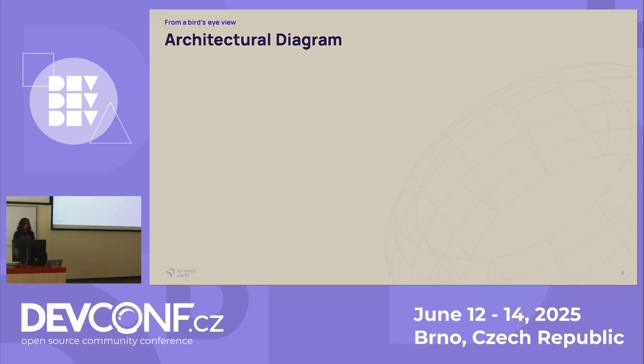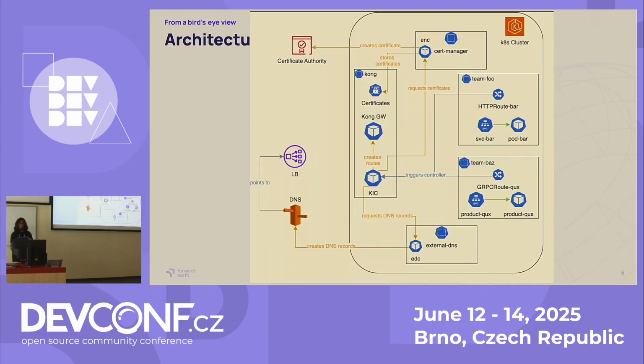Cool. So here is an architectural diagram of how controllers work in Kubernetes, and particularly how these services that I mentioned come together. If you're familiar with an Ingress controller, this would look very familiar, and you'll be asking, okay, but what does Gateway API have to do with this?